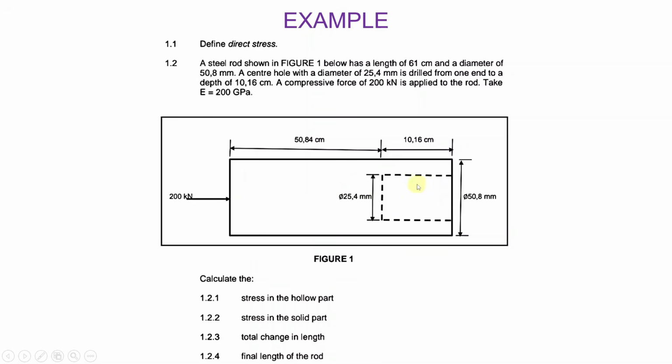It's only hollow here. Okay, so now they want you to find the stress in the hollow part, and then the stress in the solid part, and then the total change in length. You can see that you have a 200 kilonewton force that is pressing on the object, so the object is going to be compressed. So they want you to find the total change in length, in other words, the total shortening of the object. And then finally, the final length of the rod. And so let us go and do this question.